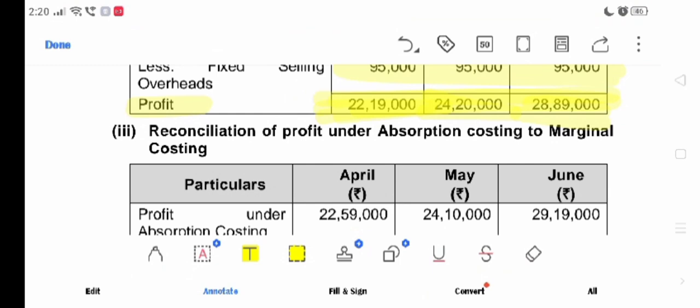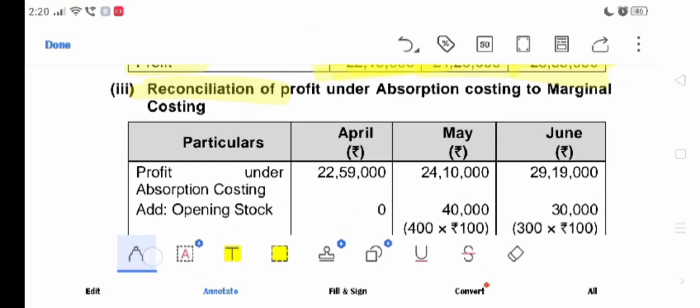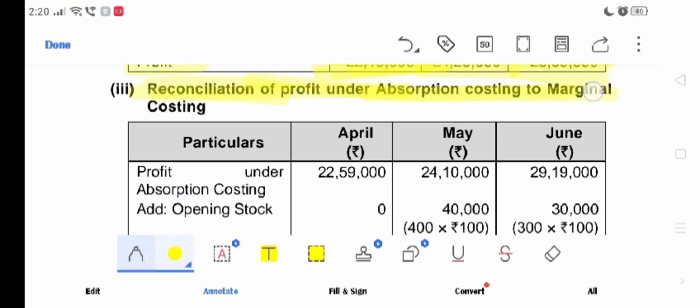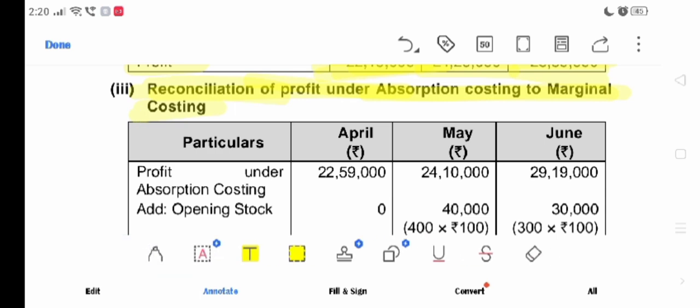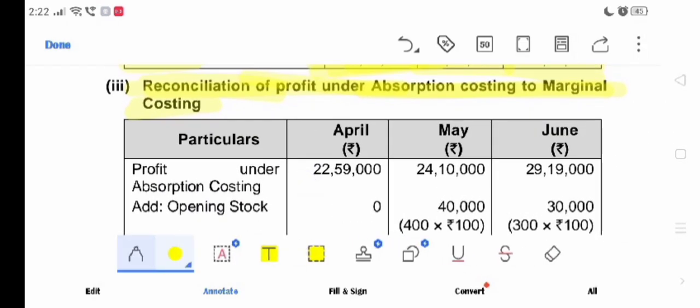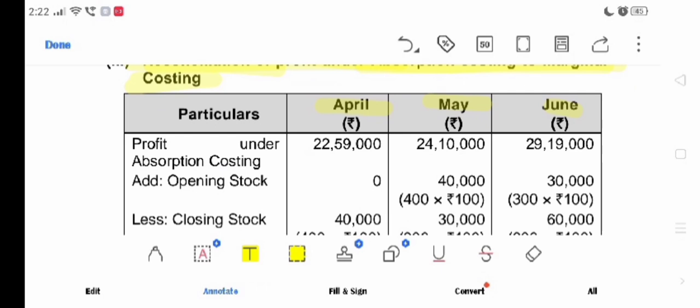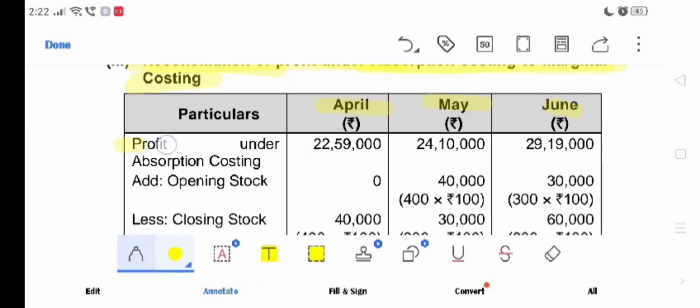Okay, so you do the same with the reconciliation of statements, no, in foundation. Yeah, with the same also. Here also it's the same. So reconciliation of profit under absorption costing to marginal costing, right? So here, if you see this, for April, May and June, how are we going to reconcile it? We are going to take any one of the profits from either absorption costing or marginal costing. So here he is taking profit under absorption costing. And what is the reason for the difference?